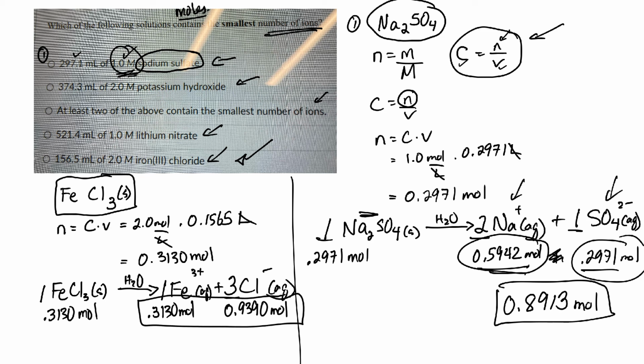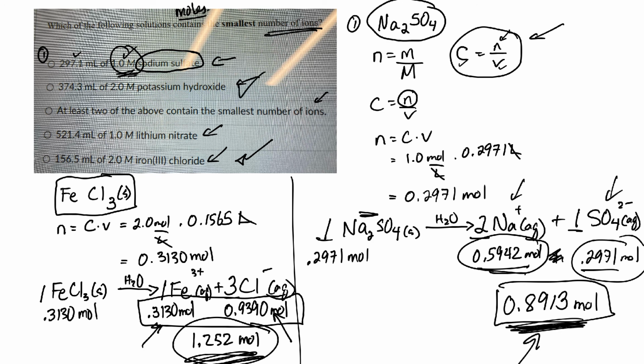So altogether, let me add that plus 0.3130. So altogether, that's 1.252 moles of ions. So it's got some iron ions and some chloride ions, but that's my total ions. Here's my total ions for the sodium sulfate dissociation. So if I'm choosing between the two, that one, of course, is the smaller number. But you have to do it for this one and this one too, and then you just pick the smallest number. All right, hopefully that helps you with that one.